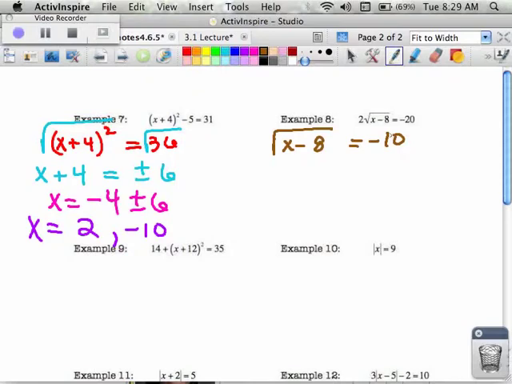Never. There's no solution. You can't ever get a square root to come out to be a negative number. That's not going to happen for you. So if you ever see a square root equal to a negative number, you can write down no solution. It's not possible.